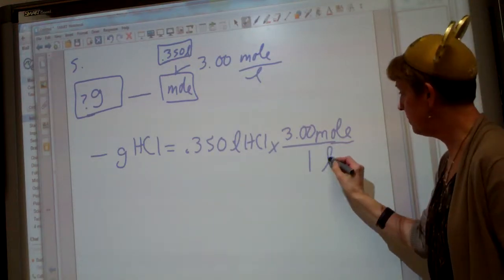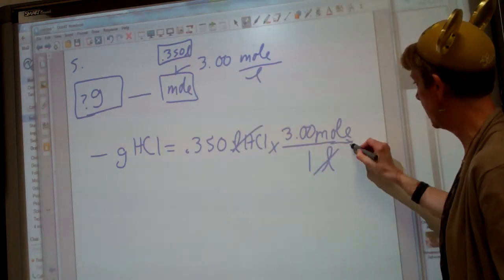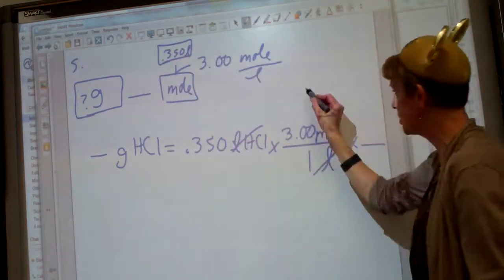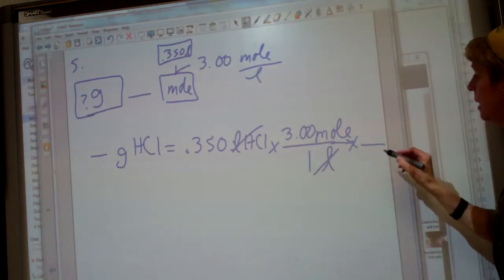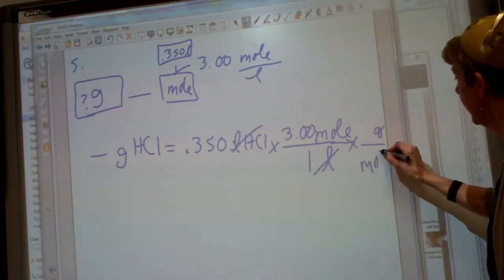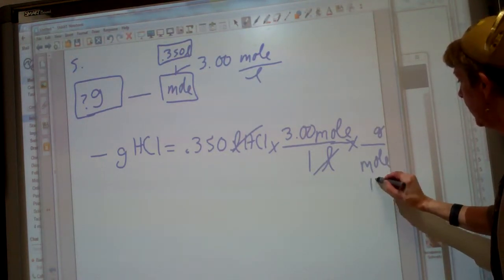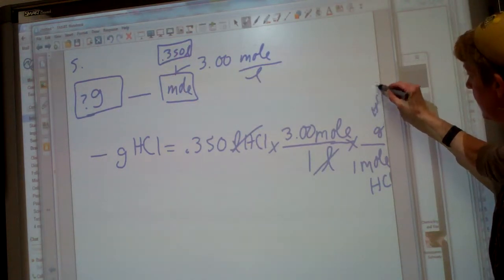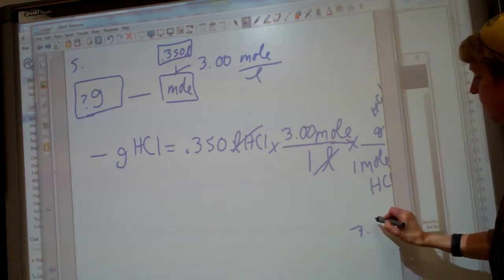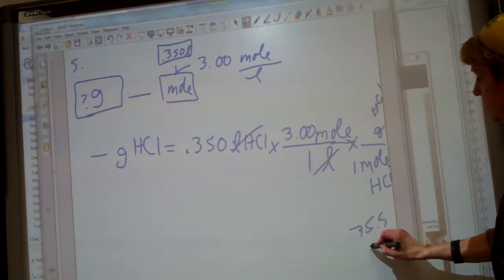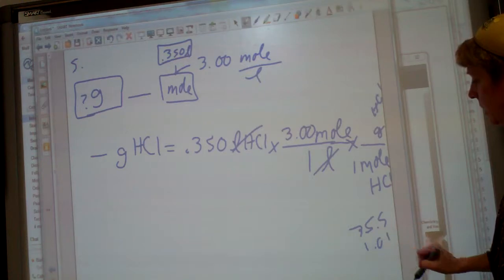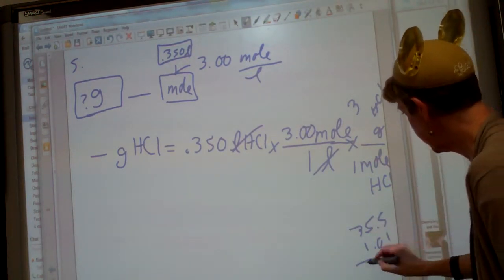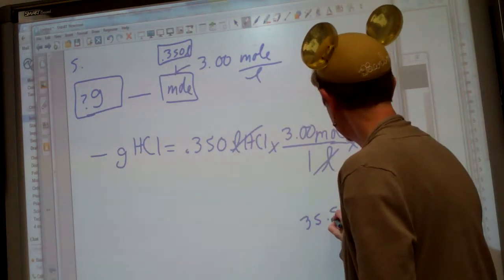Okay? Liters have canceled now. What's my next conversion factor? If I have 3 boxes, I have 2 conversion factors. There's one. Grams over moles. And so, how much is 1 mole of HCl? How much is it in mass? Chlorine's 35.5. And hydrogen's 1.01. That's 36.6. There we go. Okay, so what do we get? Mine's messy. 36.